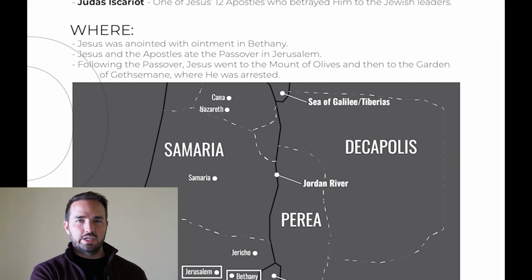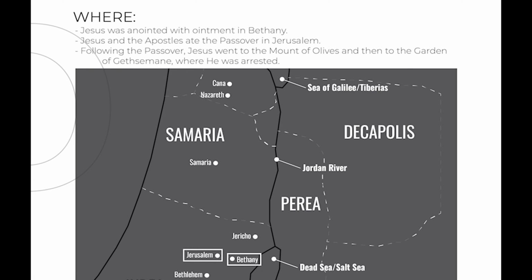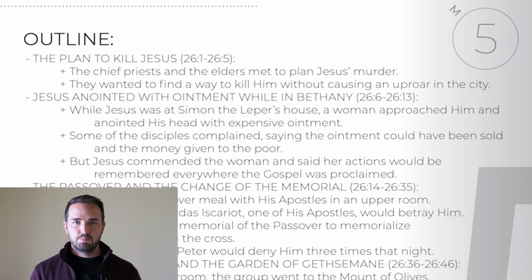Okay, where did the events of this chapter take place? Well, we start off in Bethany. Jesus is going to be anointed with oil in Bethany, and you can see that in the square highlighted on the map below. Jesus' apostles ate the Passover in Jerusalem. And then following the Passover, Jesus went to the Mount of Olives and then to the Garden of Gethsemane. This was just to the east of the city of Jerusalem, up on a hill, and he was arrested there in that garden.